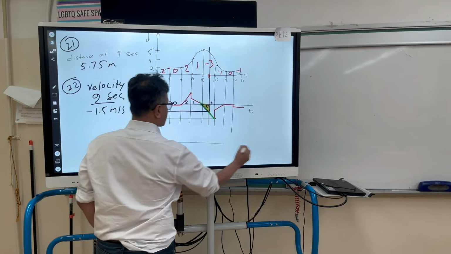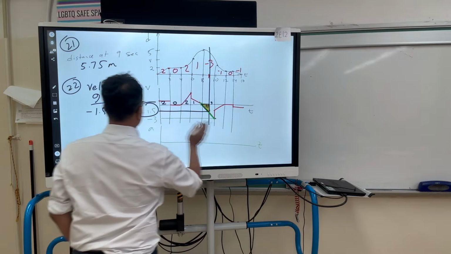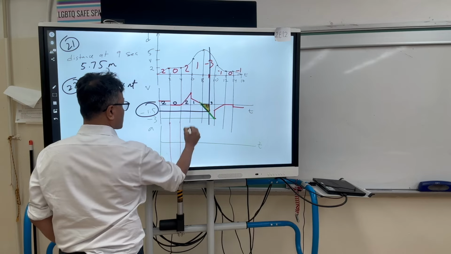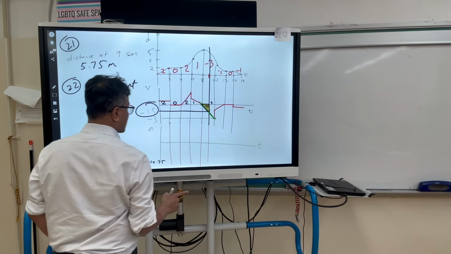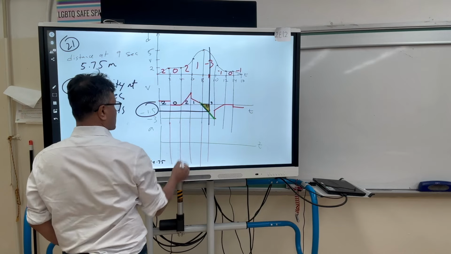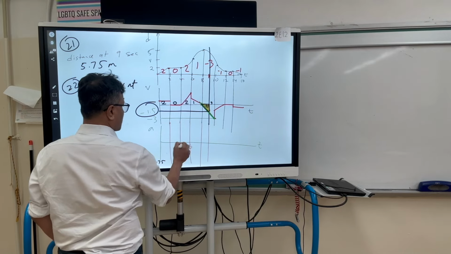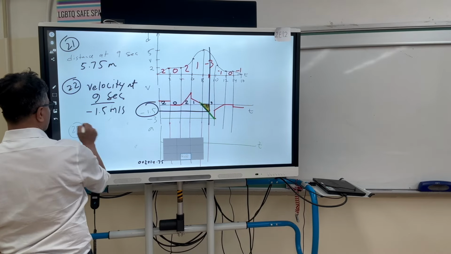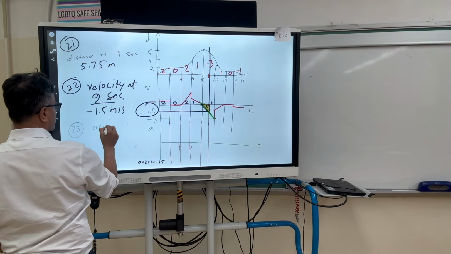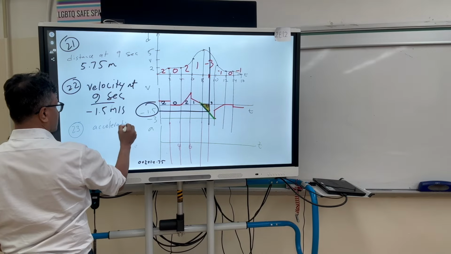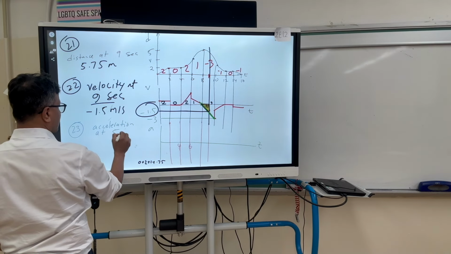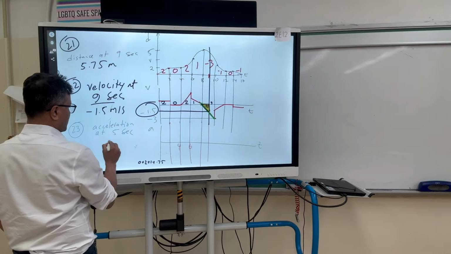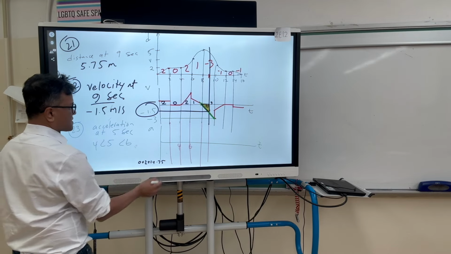Now let's do the acceleration versus time graph. We're going to only do location 5, location 1, location 2, location 3, location 4. Oh, no, 5 seconds. 5 seconds is between 4 and 6. This is 4, this is 6. We want to find the acceleration right here. So number 23, acceleration at 5 seconds. So 5 seconds is between 4 to 6. So what is the acceleration over here?